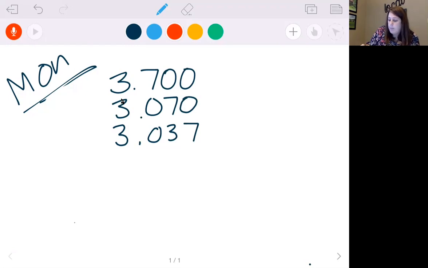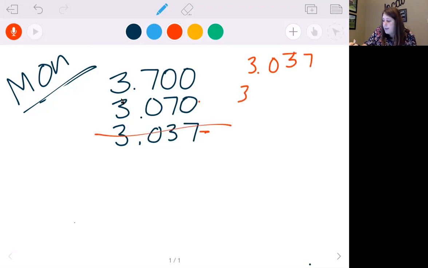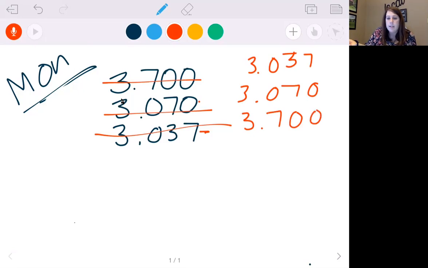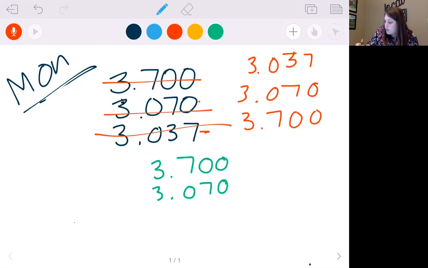7 is going to be the biggest, so if we're doing least to greatest, let's look at these two right here: 70 versus 37. We know 37 is smaller, so that's going to be your least amount. So 3.037 is your smallest. 3.070 is going to be your next smallest. And 3.700 is your biggest. For greatest to least, you would just switch it. So we would say greatest to least: 3.700, 3.070, and 3.037.